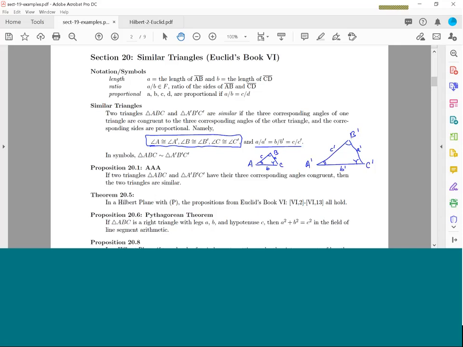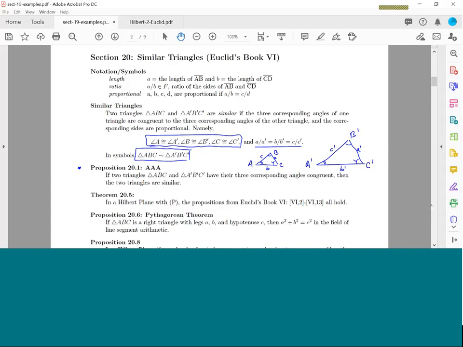And in terms of symbols, when we say that 2 triangles are similar to each other, the symbol between them looks almost identical to congruence. The only difference is there's no equals under that little tilde. Just like if you had a less than or equal sign, you'd take off the equals if you just wanted less than. Same sort of idea. Now, the first big property that we care about is proposition 20.1, or it actually has a name, angle, angle, angle.